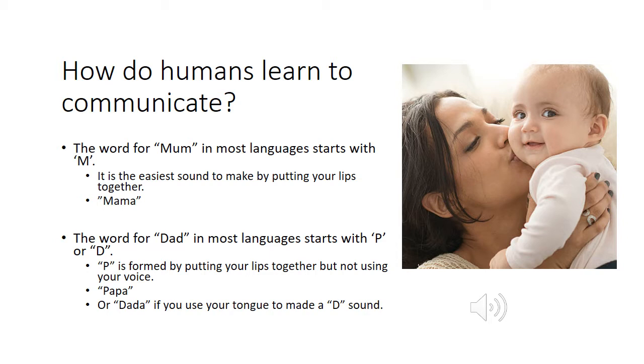So P, like the letter M, is formed by putting your lips together. But you don't use your voice, you just use your lips, and it's called an aspirated consonant. So ma, pa, similar to mama, papa, or dada if you use your tongue to make a D sound.